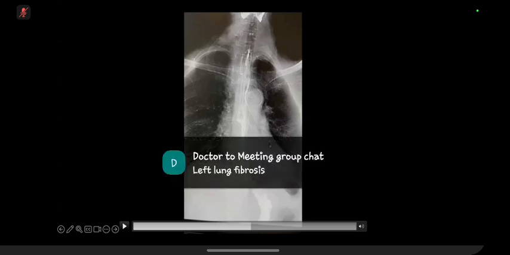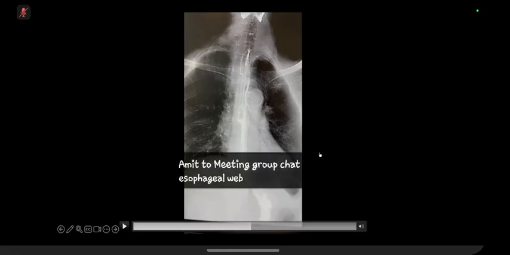So if there is an extrinsic cause, why would there be a focal dilatation? I was thinking on the lines of some traction which is leading to a focal bulge or focal outpouching there. So there can be some nodes which might have healed and which might be leading to this tractional effect on the esophagus, or it can be simply a diverticulum.